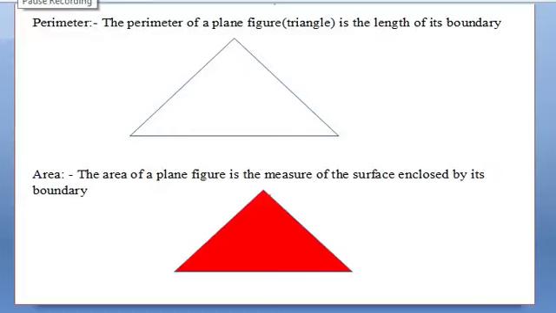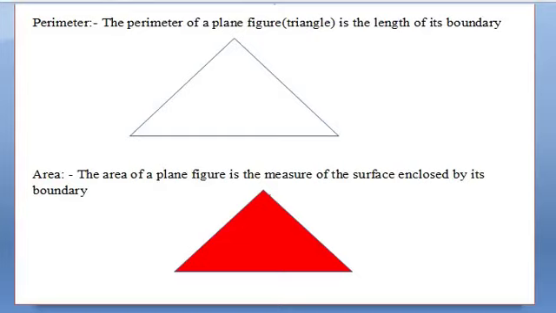Today we are going to learn area of a trapezium and a polygon, chapter number 20, page 221. Let's start with perimeter and area of triangles. What is perimeter? The perimeter of a plane figure, that is a triangle, is the length of its boundary.